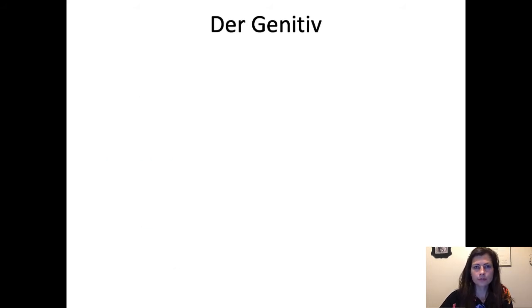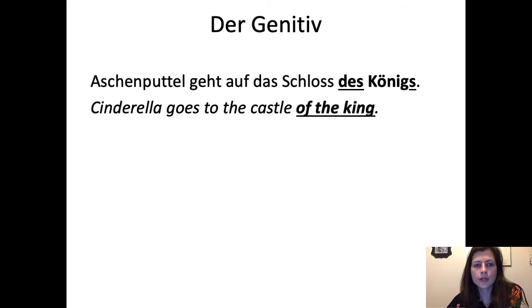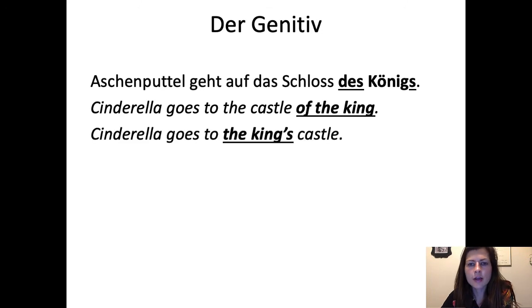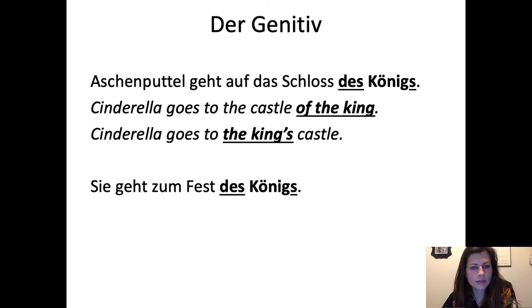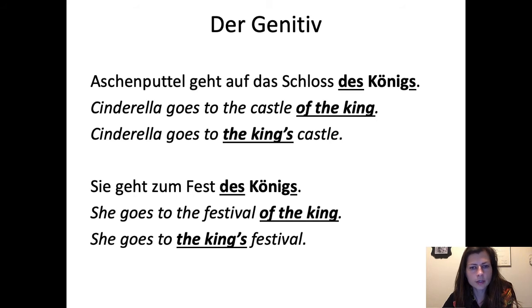Okay, so der Genitiv. Now here's the fourth noun case in German. We've got nominative, accusative, dative, and genitive. Genitive's the fourth one. So we have, for example, Aschenputtel geht auf das Schloss des Königs. Cinderella goes to the castle of the king, or the king's castle. You can say it either way. Des Königs. Or maybe sie geht zum Fest des Königs. She goes to the festival of the king, or maybe the king's festival. Zum Fest des Königs. So des Königs is in the genitive.